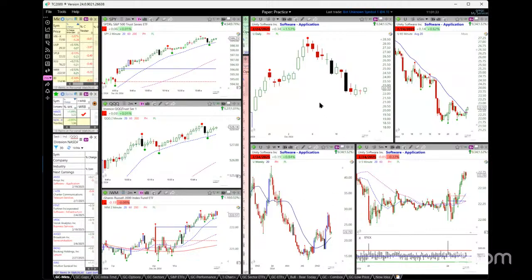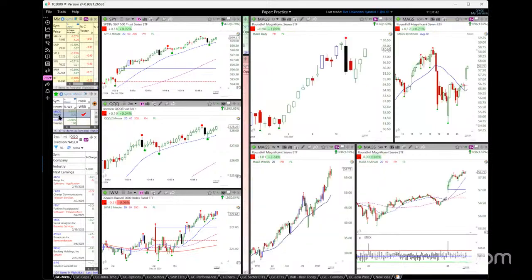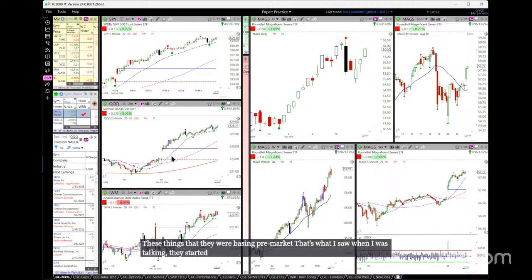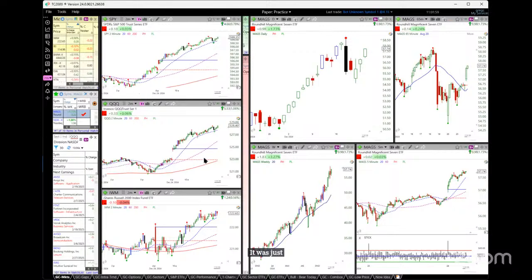Already melted. These things were basing pre-market. That's what I saw. And when I was talking, they started to break out. So even though they gapped, if you look at them on 24-hour charts, it was just a continuous move.